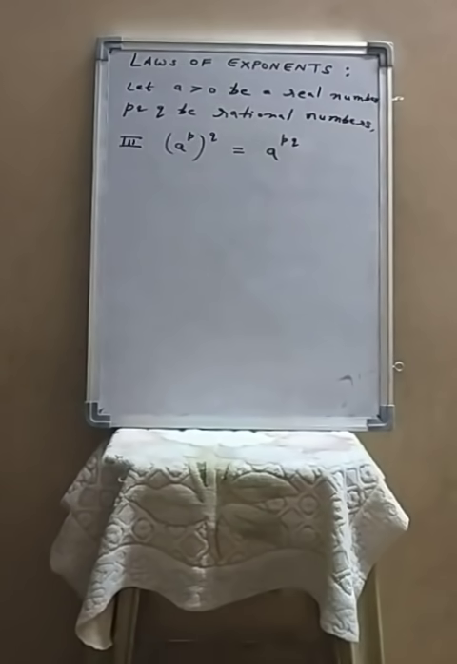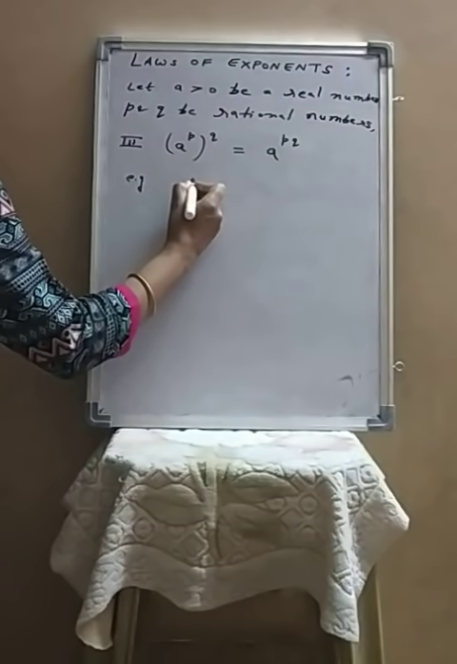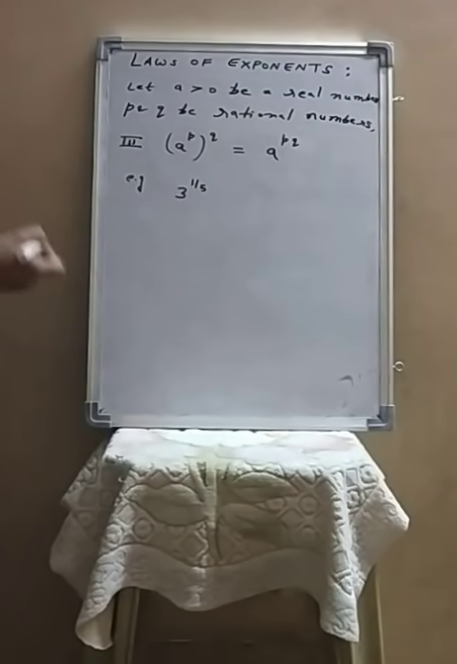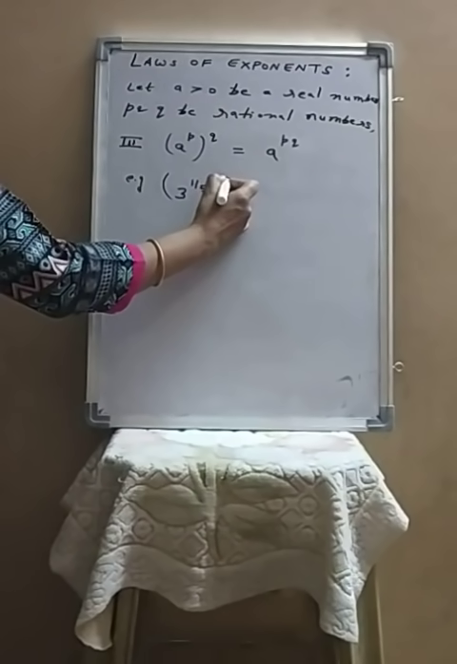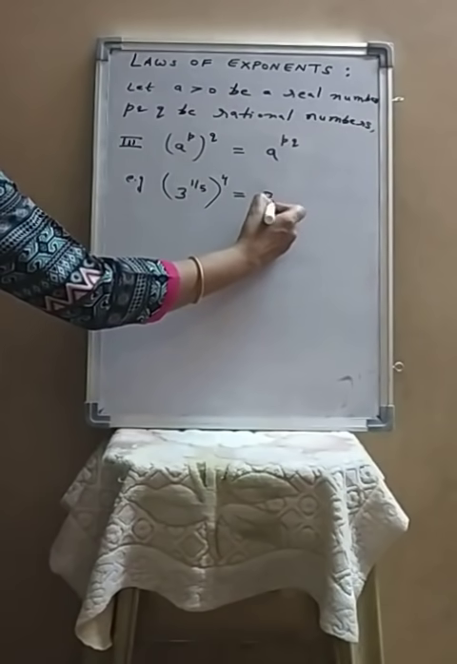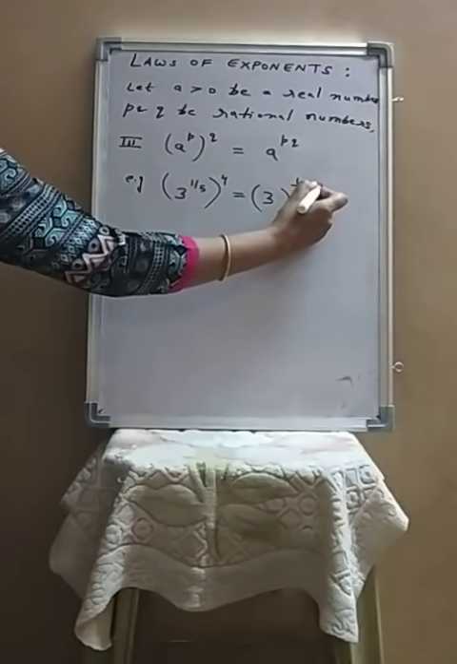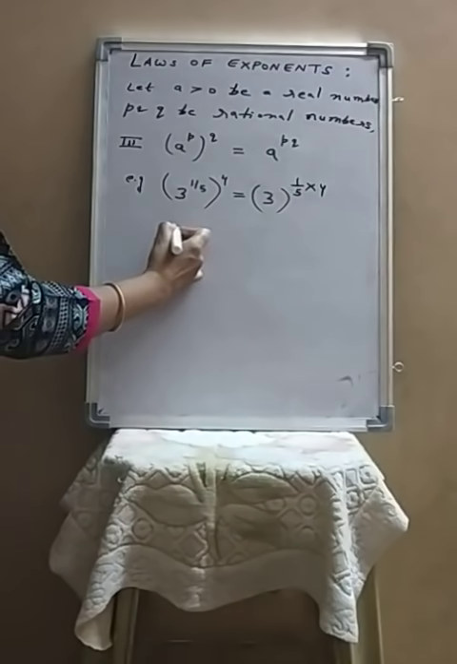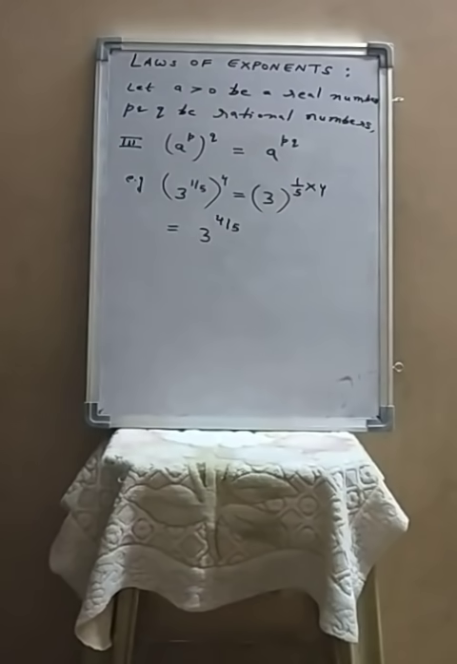The example is, if I have 3 raised to the power 1 by 5, say p is 1 by 5 and q is 4. So applying this law, what I'll do? I'll multiply 1 by 5 by 4. So finally this is 3 raised to the power 4 by 5.